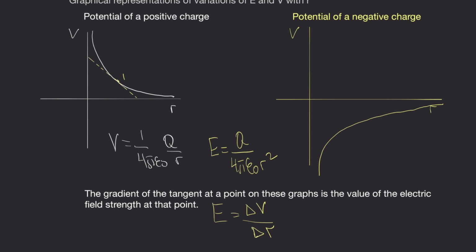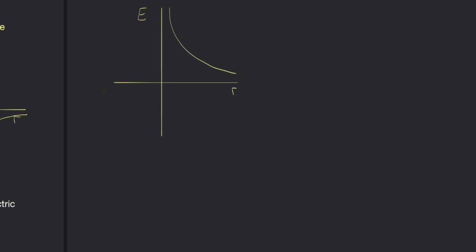Now, sometimes I've found in questions that this delta r could be disguised somehow. For instance, you could have the variation of the potential difference against height from the ground, and you may have to figure out the electric field strength by finding the gradient of a tangent at a point.